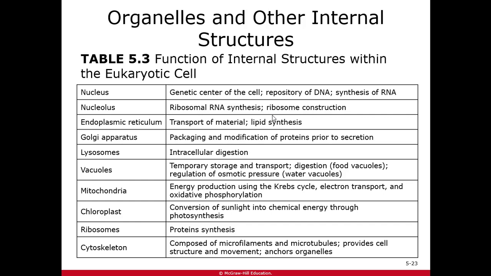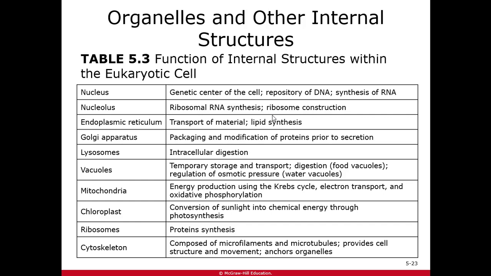Lysosomes break things down. They've got enzymes to help break things down. Vacuoles are for storage. Mitochondria make ATP, the mighty mitochondria. Some have chloroplasts, like plants. Ribosomes are for proteins. Prokaryotic cells have those too. And the cytoskeleton provides a lot of the structure and movement for the cell, and prokaryotic cells have that too.